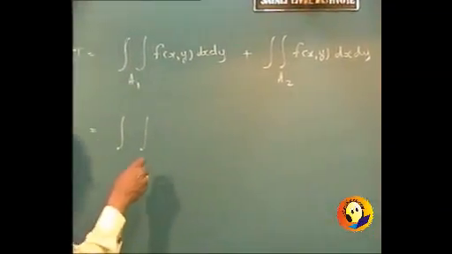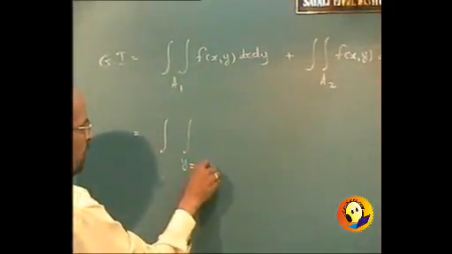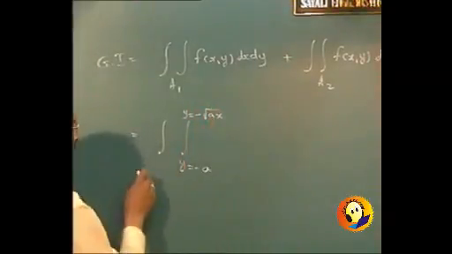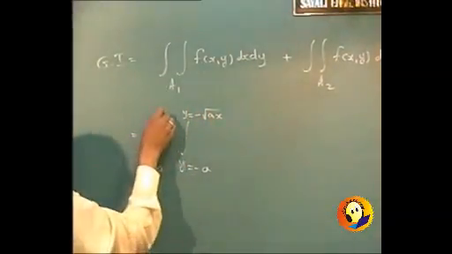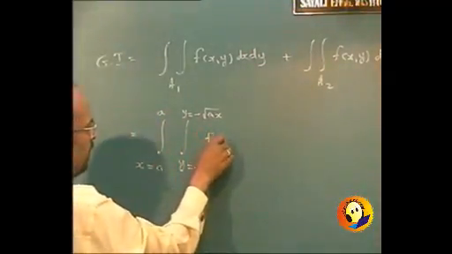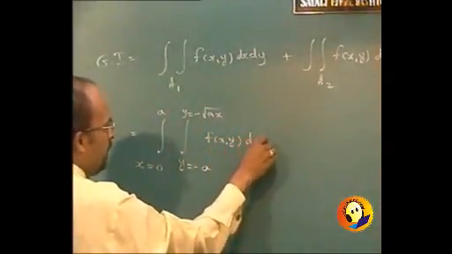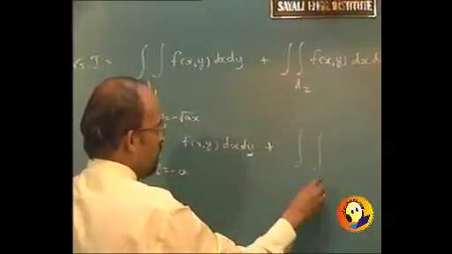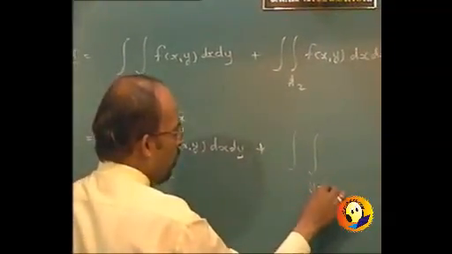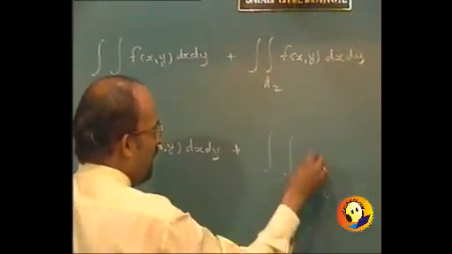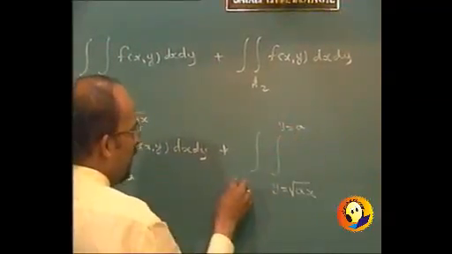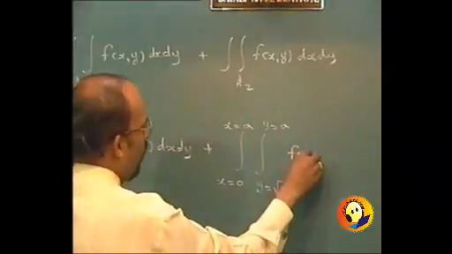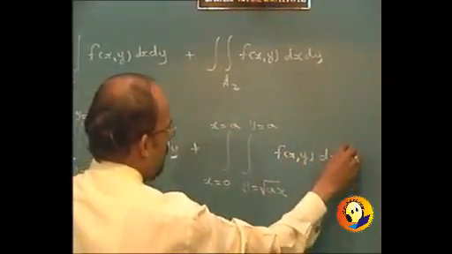In area A1, y will vary from minus a to y equal to minus under root ax, and such strips are taken from x equal to 0 to x equal to a, f of x comma y dx dy, plus on area A2 the strip will begin at the parabola, that is y equal to root of ax to y equal to a, and such strips are taken from x equal to 0 to x equal to a. It is f of x comma y dx dy.